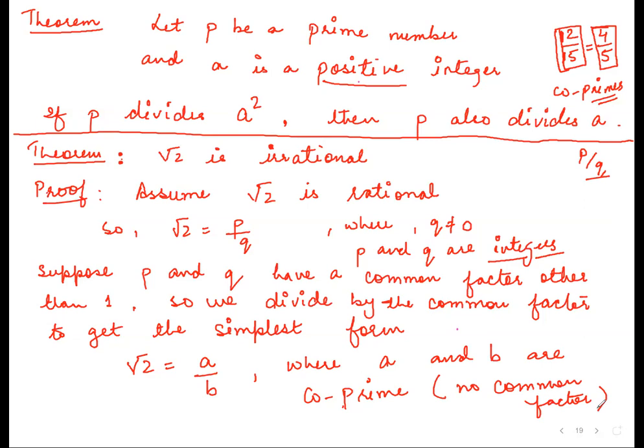I've just assumed that root 2 is a rational number, so it should be of the form P by Q. But I don't know what is P and Q, so they might be having a common factor. I just want to eliminate this common factor because I want to bring it into co-primes, right? Earlier they were integers, they can be any integer. So I have simply divided by the common factor. So I have reduced it to the form of A by B. Now A and B are co-primes. That means they do not have any common factor other than 1.